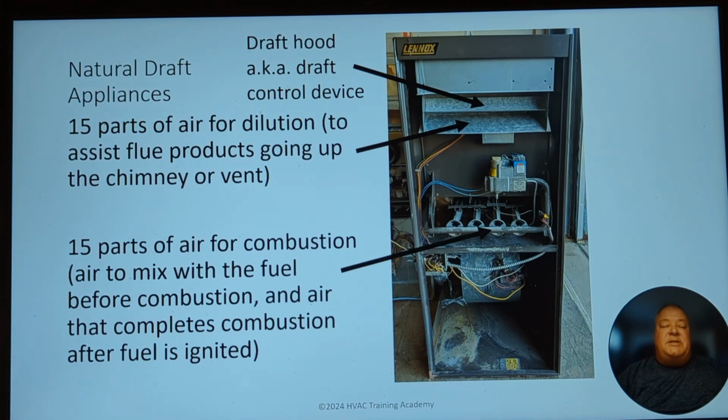For the natural draft equipment, again we're showing this old Lennox piece as an example, showing its draft hood, or the draft control device as it's known. Fifteen parts of air are required for dilution, assisting the flue products going up the chimney or vent. The other fifteen parts of air are required for combustion, which you mix with the fuel before and after the point of ignition. So those two together, realize that we're going to need 30 parts of air for every part of natural gas being burned in this piece of equipment.